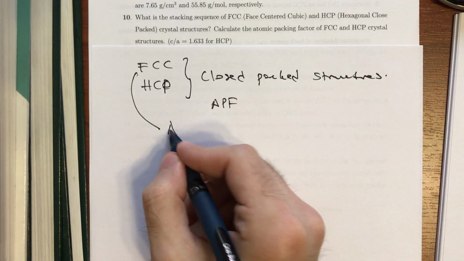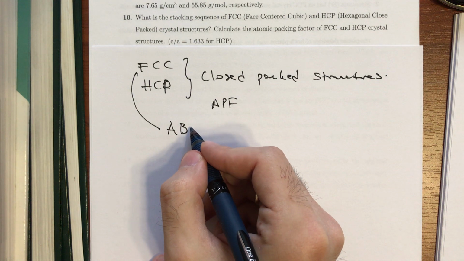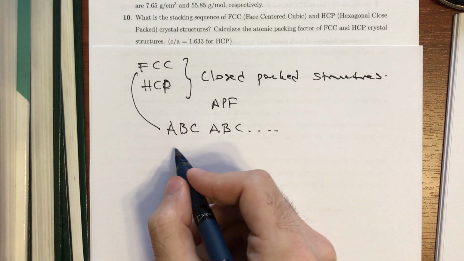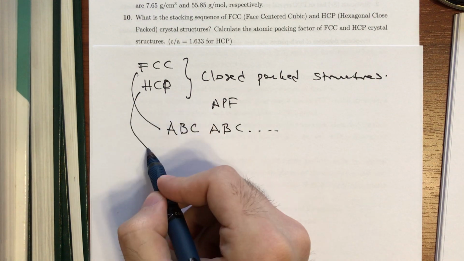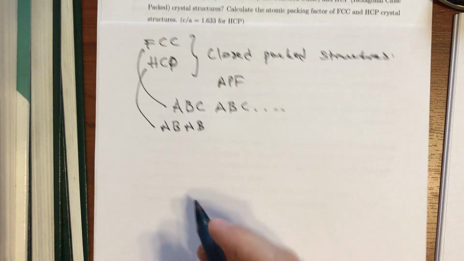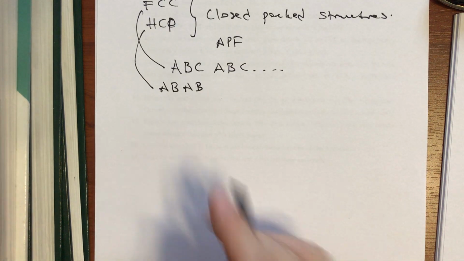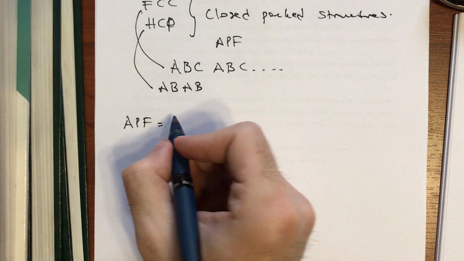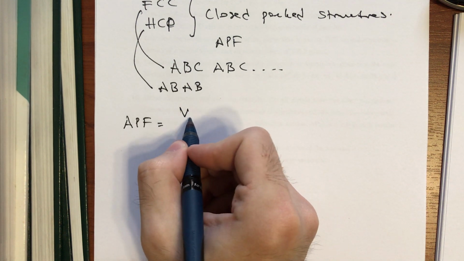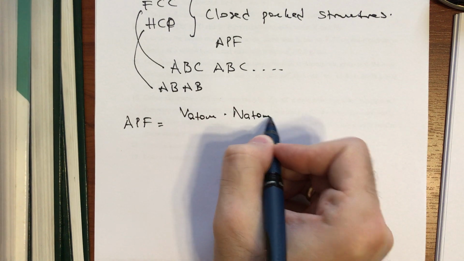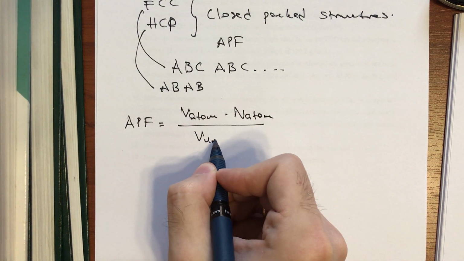For FCC, the stacking sequence is ABC, ABC in 3 dimensions. For HCP, it's going to be AB, AB. As for the packing factors, the atomic packing factor for any given crystal structure is calculated as the volume occupied by the atom times the number of atoms in the unit cell divided by the volume of the unit cell.